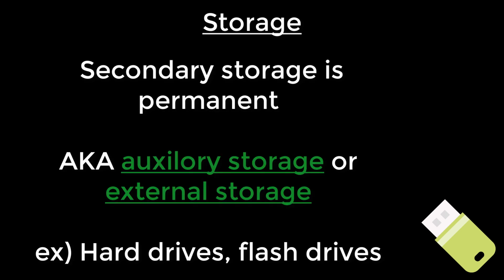In contrast to temporary storage, secondary storage is permanent storage. Examples of secondary storage are hard drives and flash drives. Other names for secondary storage are auxiliary storage and external storage. Secondary storage does not get erased as soon as the power goes off. This is because secondary storage is accessed from the computer externally.